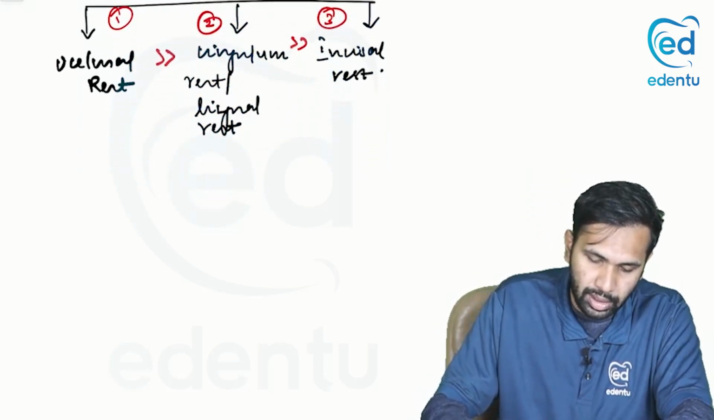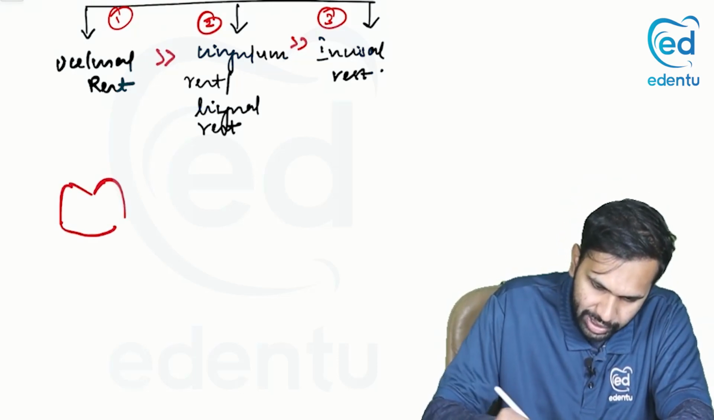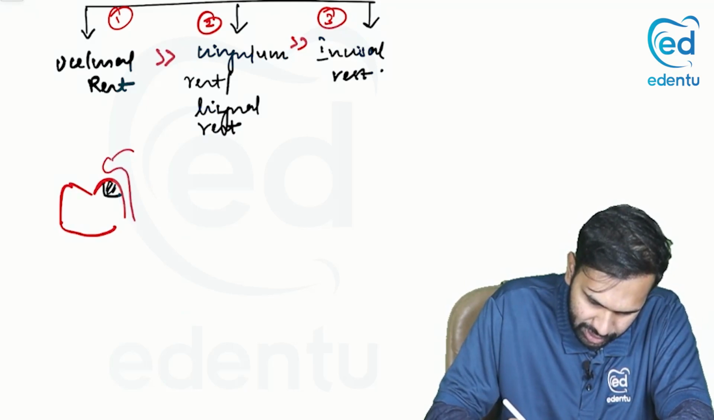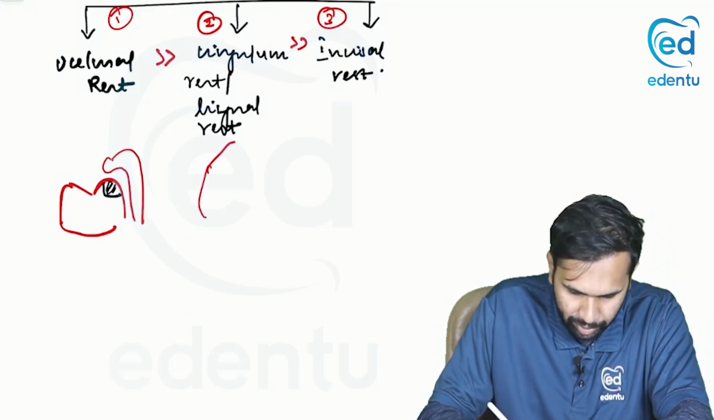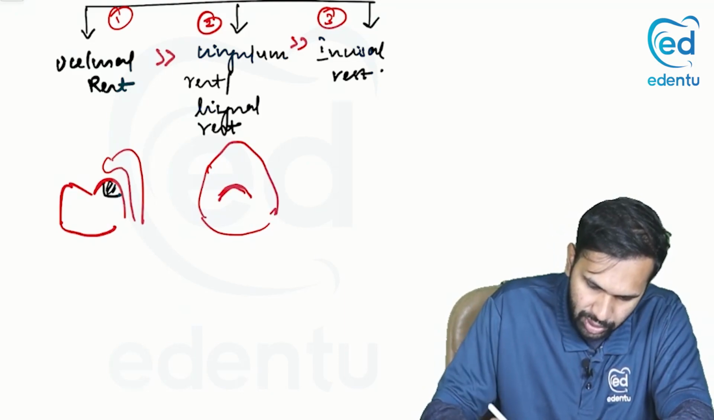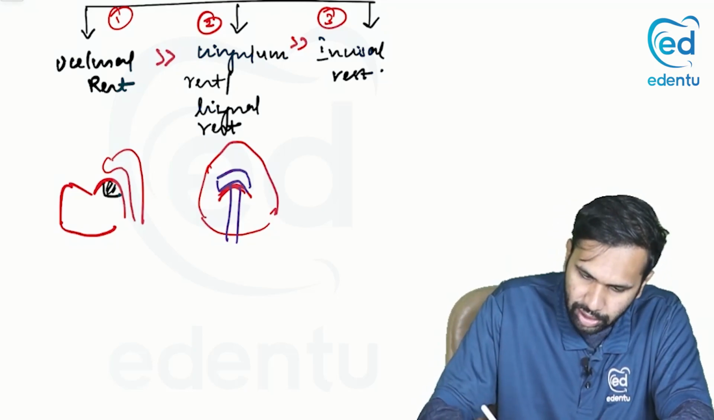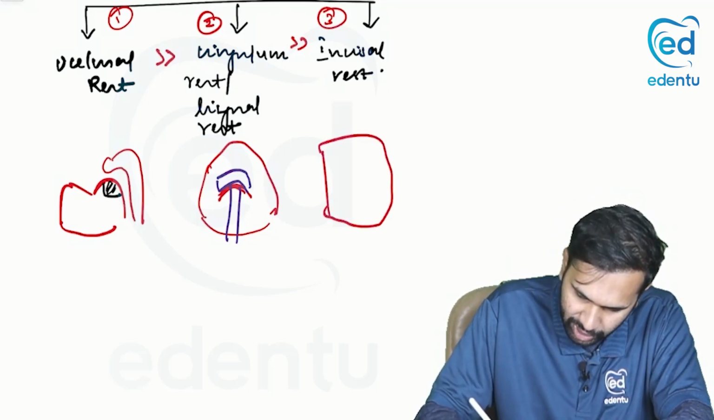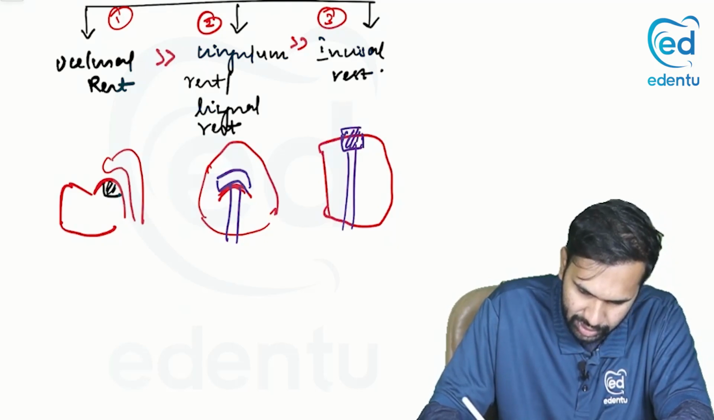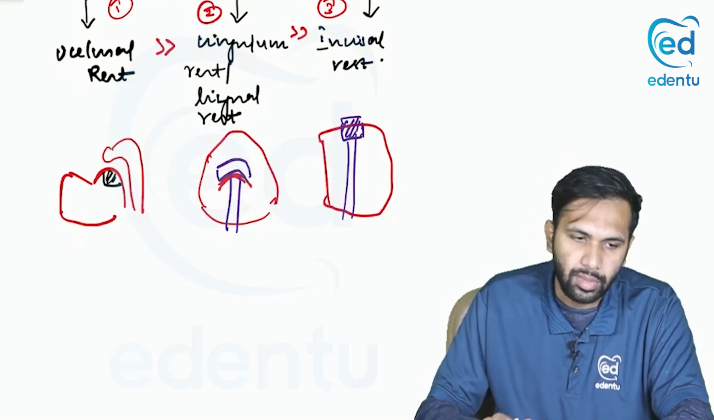Now, for the occlusal rest, you make a rest seat in the occlusal surface, and the rest is fabricated like this. Cingulum rest: if this is an anterior tooth, this is the cingulum, and the rest will occupy this space. And in case of an incisal rest, if this is an anterior tooth again, the rest will be seating on the incisal surface like this. These are three different types of rest.